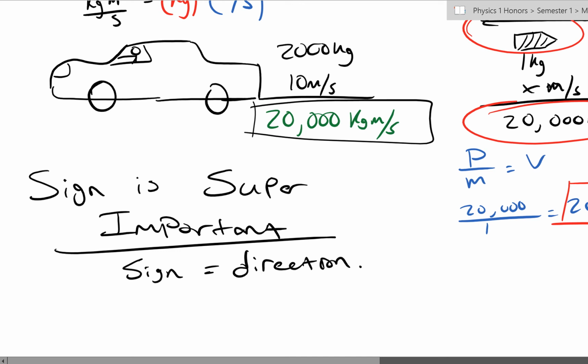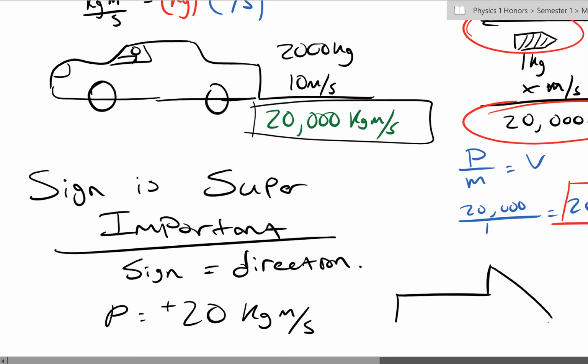So if I tell you that you have a momentum of positive 20 kilogram meters per second, that means that I have a momentum in the positive direction, which we typically assume as to the right. So in this direction.